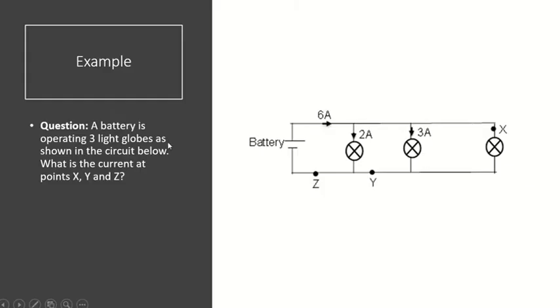And here's just a quick example showing us. So here we have a battery, it's operating 3 light globes. These are all connected in parallel with one another. So what is the current at points X, Y, and Z?